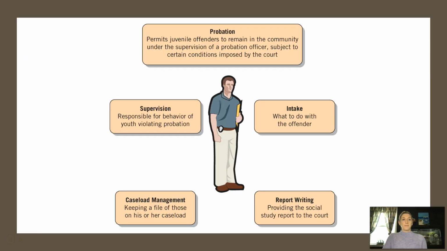So if we look here at this graphic, it shows those four different items we talked about in relation to a probation officer. We're going to cover all of these. But you'll see, intake is when an officer decides what to do with the juvenile. Then we have supervision, where they're going to be responsible for the behavior of the youth and deciding when and if to violate them for behavior. They have caseload management, so keeping files on the offenders, and providing recommendations to the courts through reports.